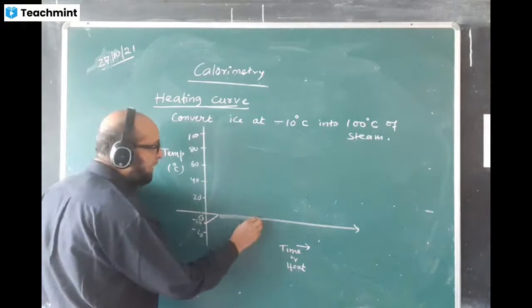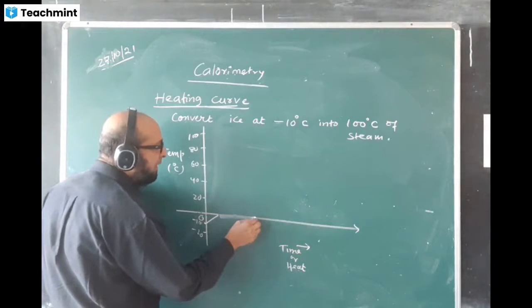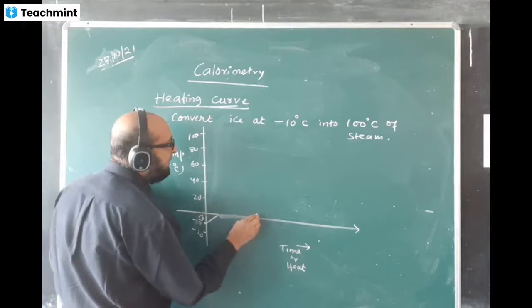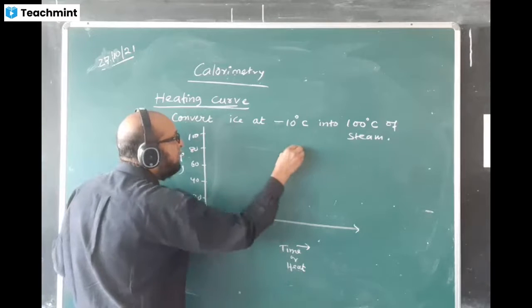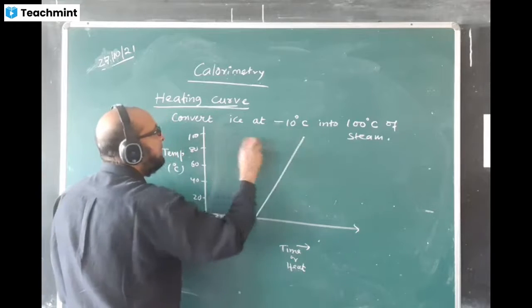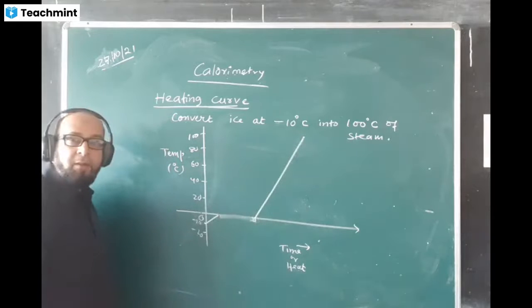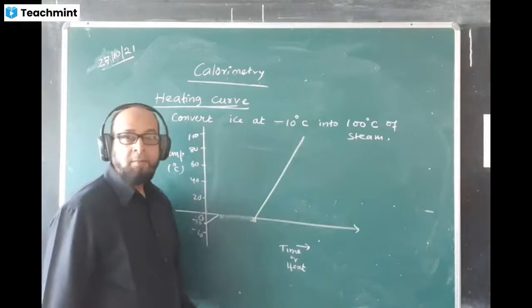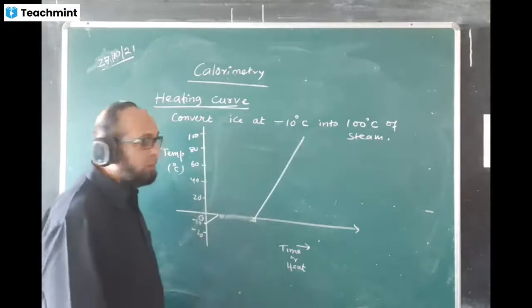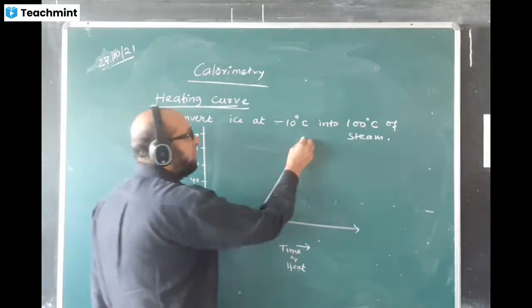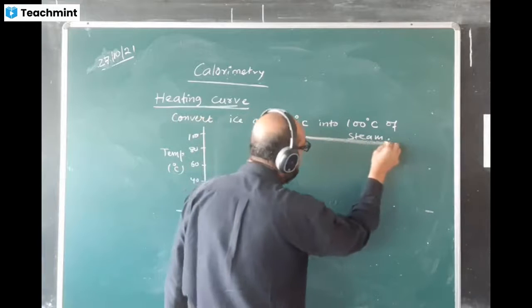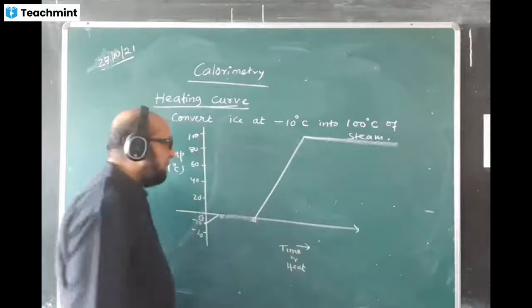Now suppose the ice has melted fully and is changing into water. The temperature of water will now increase up to 100 degrees Celsius. Here there is no change of state. And now the process of boiling will start, and it will go parallel to this axis, this way.